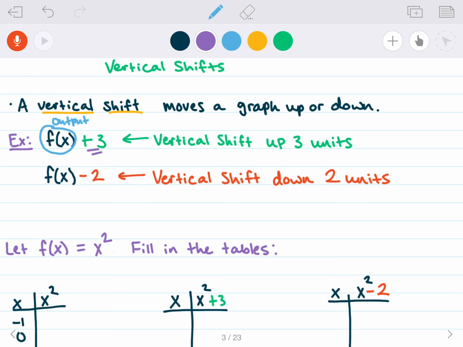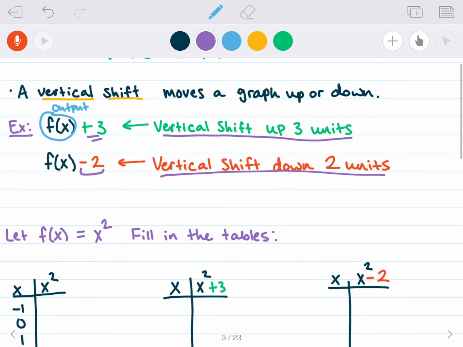So if we have our function and then we have a plus 3 after the function, this means that we're picking up the function and we're moving it up 3 units. On the other hand, if we take 2 away from our output, then we're keeping all the x values the same, so all the inputs stay where they are, but we're shifting the output values by 2 units. We're moving the graph down 2 units. So let's take a look at an example.